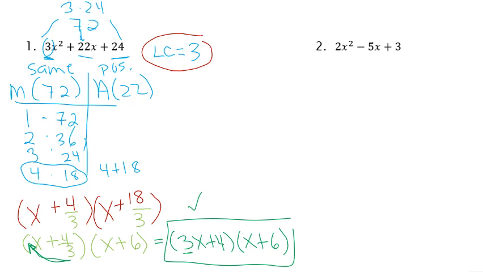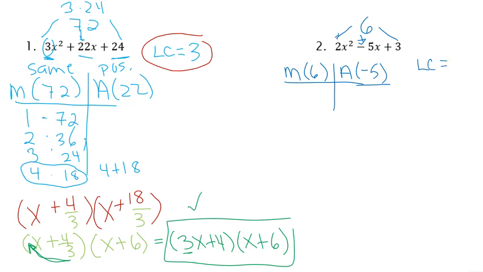I'm going to do the same exact thing with question number 2. So question number 2, I see it's in descending order already. I'm going to do factors of 2 times 3, which is 6, that add up to negative 5. So numbers that multiply to 6 but add to negative 5. And then I'm also going to write over here that my leading coefficient is a positive 2.